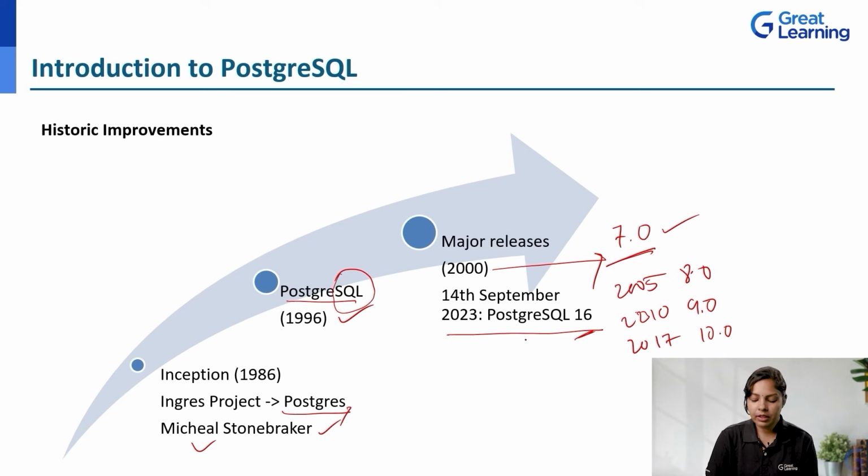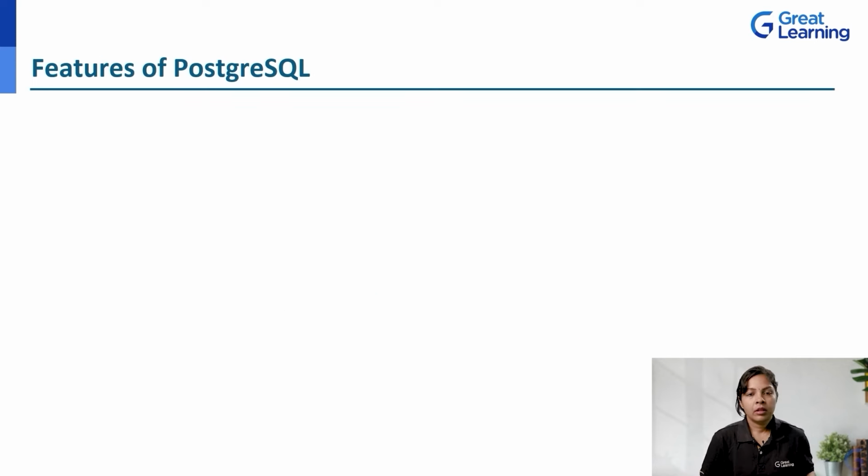Similarly, from 2017 going ahead, 2018, 19 till 23, every year some major enhancement is being done in PostgreSQL software, and the releases are there. So the latest one, as I said, is PostgreSQL version 16. So that was all about the historical improvements starting from 1986 till 2023. Now let's talk about the features of PostgreSQL.